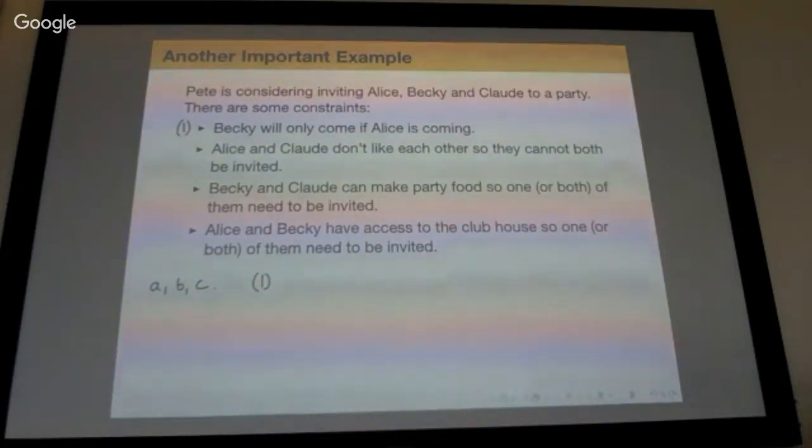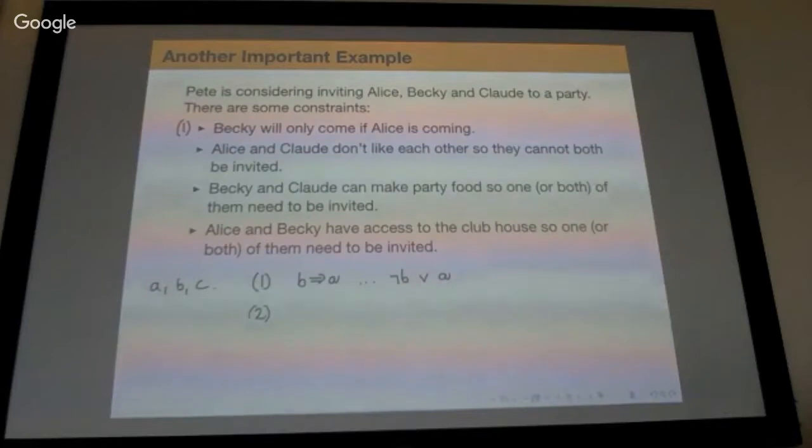So Becky will only come if Alice is coming. So if Becky is coming, then Alice must be coming as well. So yes, the nice arrow. Which in fact is equivalent to: either Becky is not coming, so not Becky, or Alice. So I want to write it as a disjunction, which means only using ors.